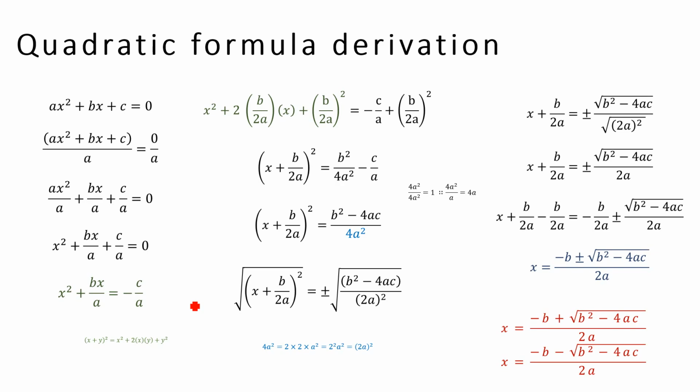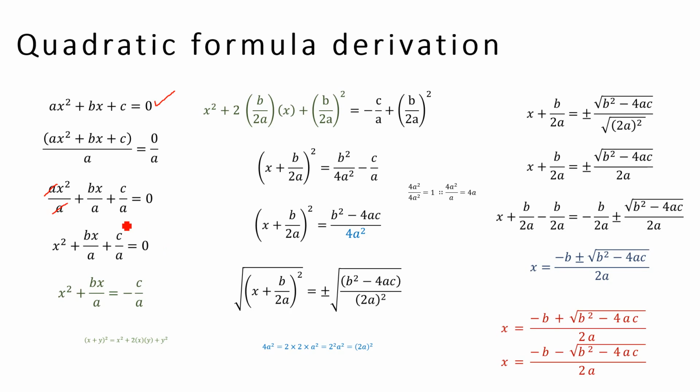For deriving the quadratic formula, let's begin with the quadratic equation, which we know is ax squared plus bx plus c equals 0. Dividing this whole equation by a, we will get ax squared divided by a plus bx by a plus c by a, and dividing 0 by a, we will get 0. And this a with ax squared will cancel out, and we will have x squared plus bx divided by a plus c divided by a equals 0.